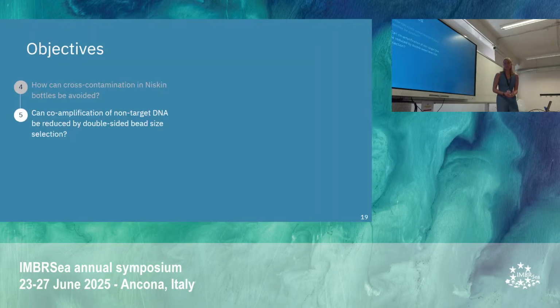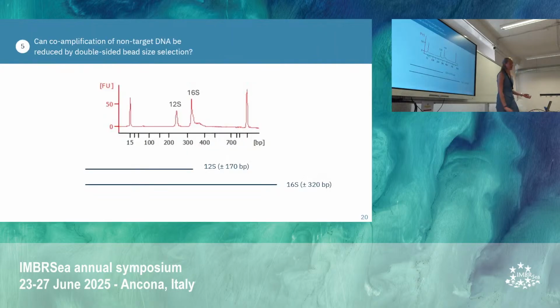And finally, the last research question: can co-amplification of non-target DNA be reduced by double-sided bead size selection? Several studies have indicated that the primers used in this study that target the 12S gene also unintentionally co-amplify the bacterial 16S gene. As you can see on this electropherogram of a 12S PCR product, you can see the 12S peak, but you also see the 16S peak. We don't want the 16S peak, we only want the 12S peak.